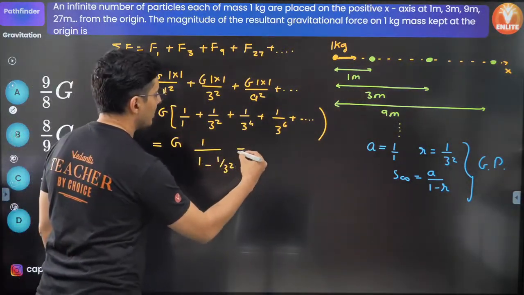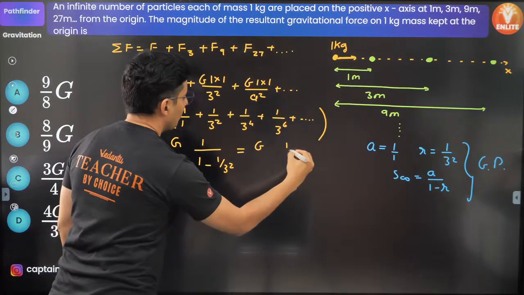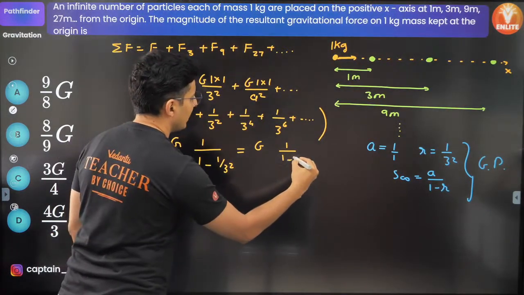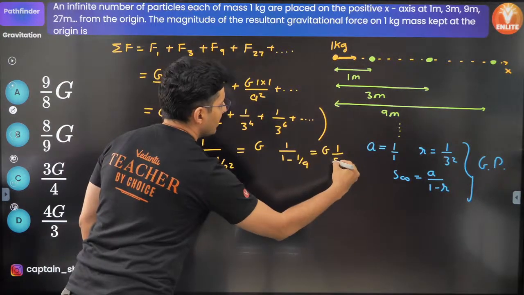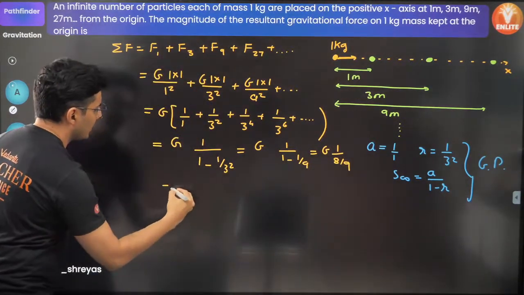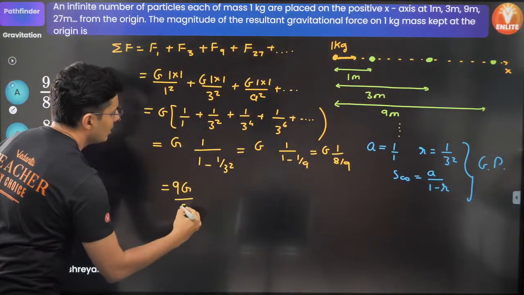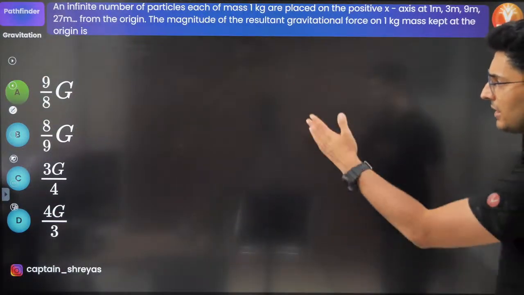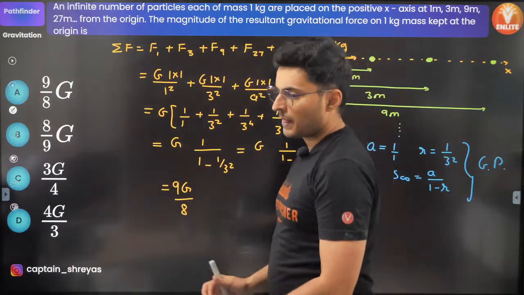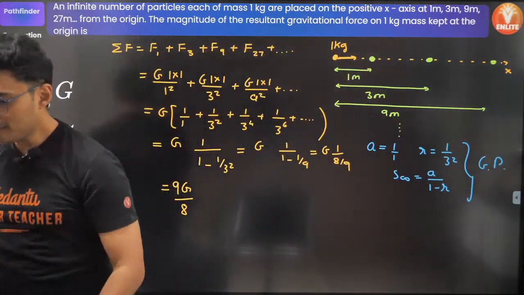So this will be nothing but G into 1 by 1 minus 1 by 9, which is G into 1 by 8 by 9. Hence 9 goes on the top, 8 comes below. So the answer will be 9G by 8. Is that clear? Do we have it? Yes, we have it as option A. Option A. Very good.